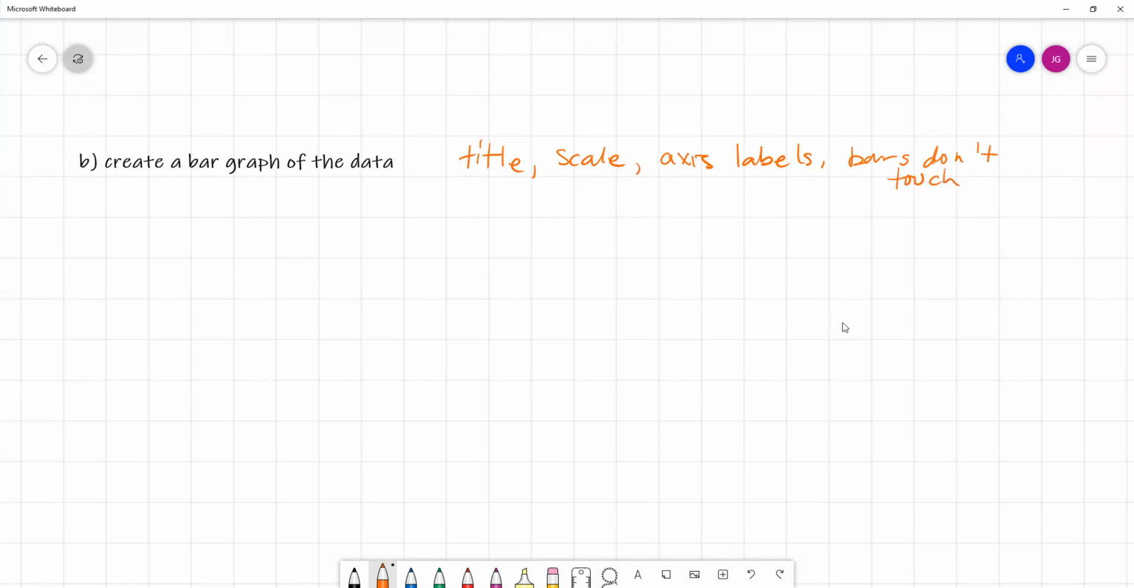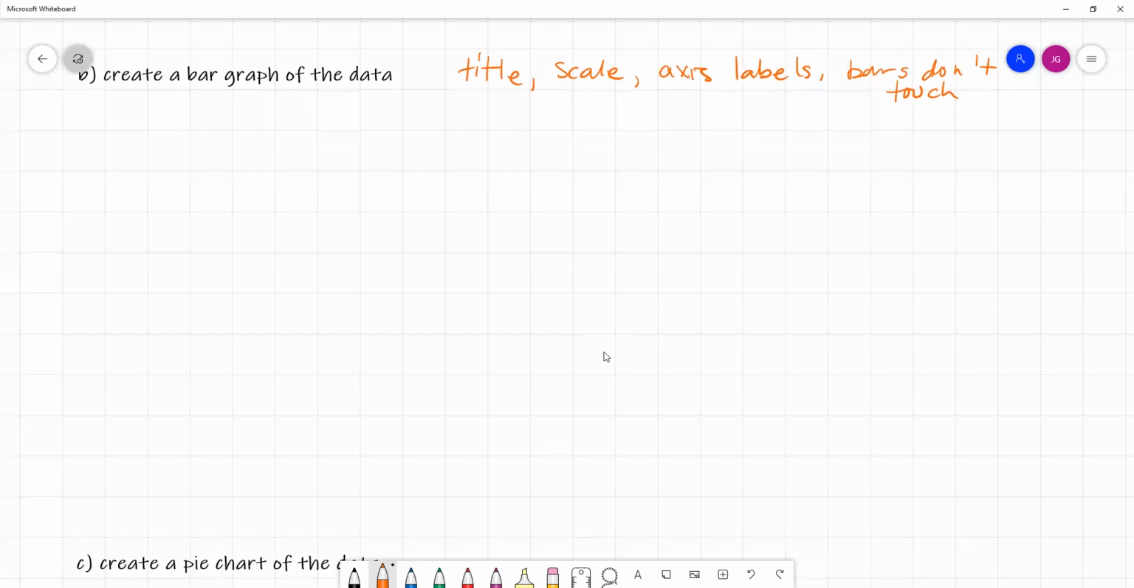If they touch, that means we're looking at a histogram, but that wouldn't make sense here because our horizontal axis is labeled with categories, and a histogram is labeled with numbers because a histogram goes with numerical data. Here we have categorical data. So we want to make sure our bars aren't touching. That helps the person reading your graph know these are all different categories, not combined together.